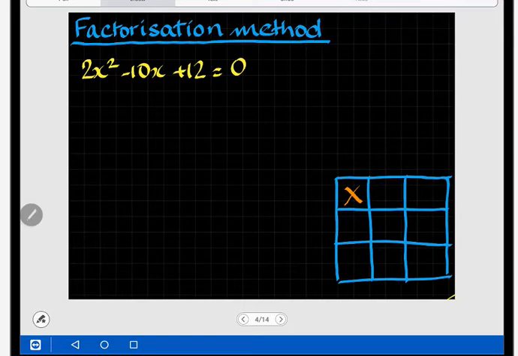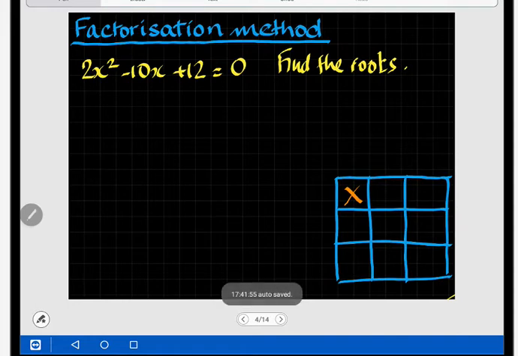Find the roots of x in this one. Okay? So, find the roots, meaning find the solutions. So, you solve that. 2x squared minus 10x plus 12 is equal to 0. So I do my small grid here. I have my multiplication sign there. And I need to have 2x squared, and I know I'm going to have plus 12 here. Right? So we put the things that we know already.